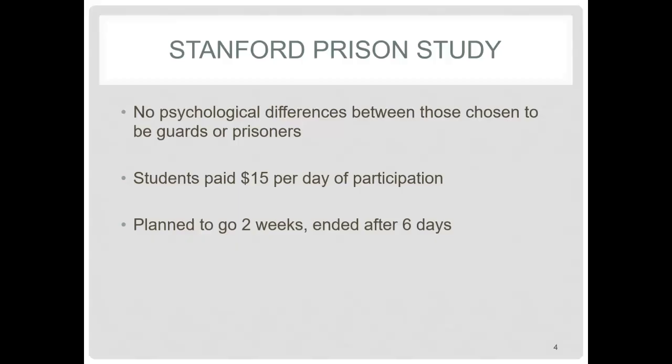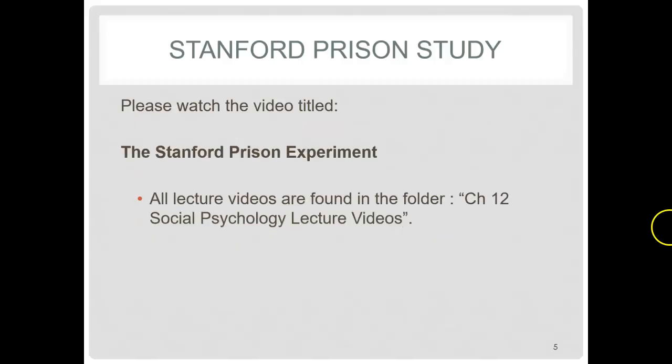In 1971, $15 a day was pretty damn good. So each subject was paid $15 per day, and the study was supposed to go for 2 weeks, but it was ended on the 6th day. So I'd like you to go watch the video titled The Stanford Prison Experiment. It's in the folder on Moodle titled Chapter 12, Social Psychology Lecture Videos.